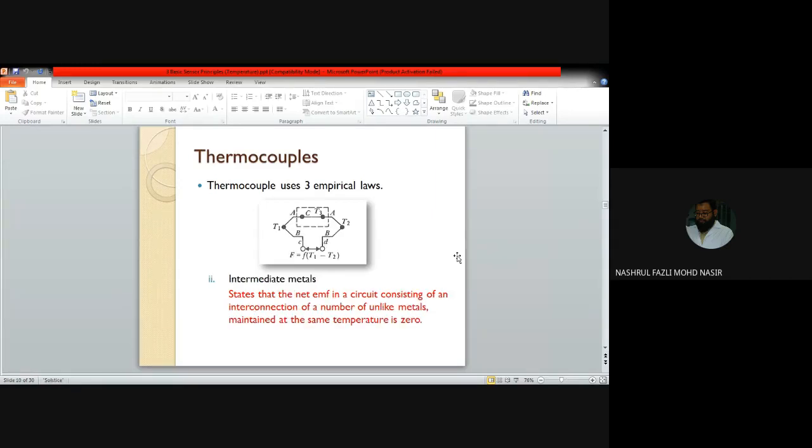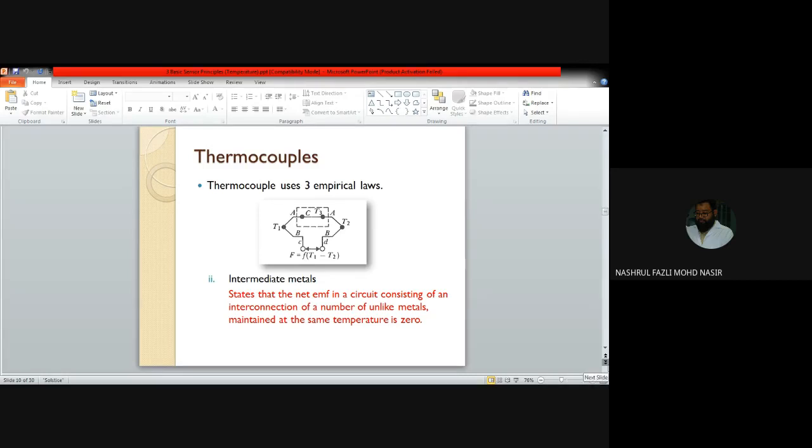Then intermediate metals states that the net EMF in a circuit consisting of an interconnection of a number of unlike metals maintained at the same temperature is 0. Okay, states that the net EMF in a circuit consisting of an interconnection of two metals maintained at the same temperature is 0. So there's a balance there lah. If the same temperature, they should be 0.